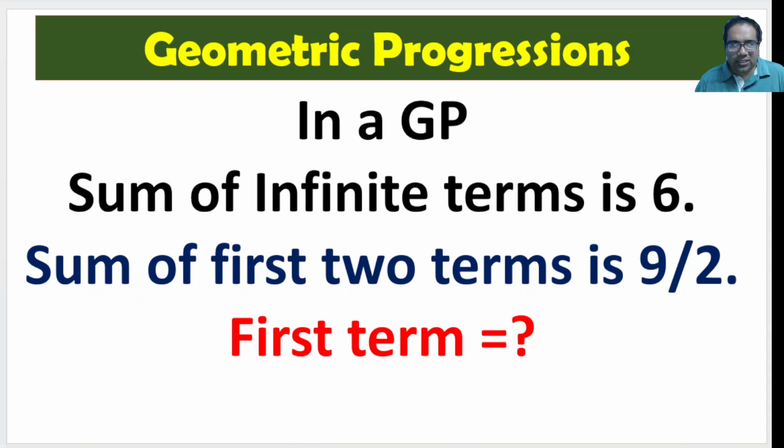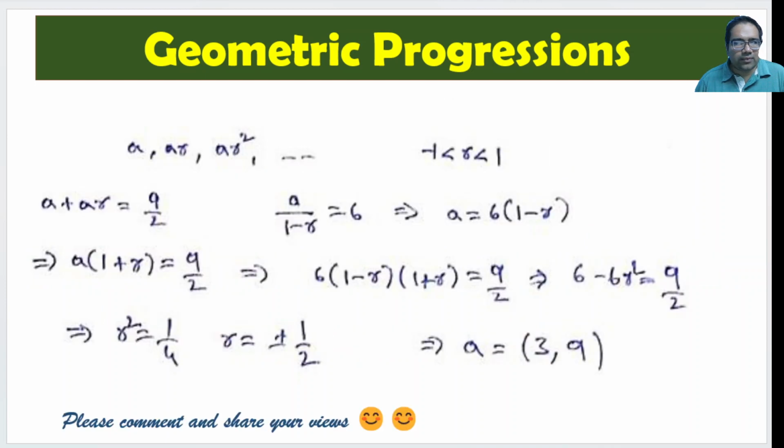And here we are given that in a geometric progression, the sum of infinite terms is 6 and the sum of the first two terms is 9 by 2. Then what is the first term? Right. When we are given the sum of infinite terms, that automatically means the common ratio is lying between minus 1 and 1. Let's write these two formulae and see where it goes.